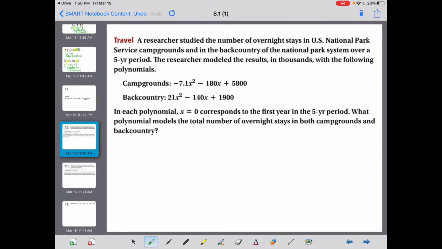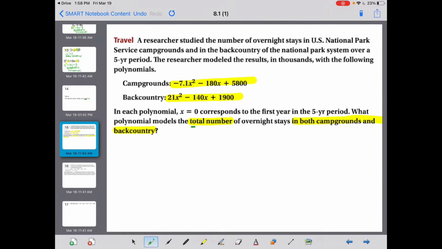A researcher studied the number of overnight stays in U.S. National Park Service campgrounds and in the backcountry of the National Park System over a 5-year period. The researcher models the results in thousands with the following polynomials. Campgrounds were negative 7.1x squared minus 180x plus 5800. The backcountry was 21x squared minus 140x plus 1900. In each polynomial, x equals 0 corresponds to the first year in the 5-year period. What polynomial models the total number of overnight stays in both campgrounds and backcountry?